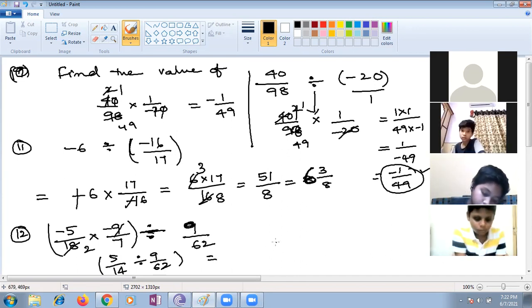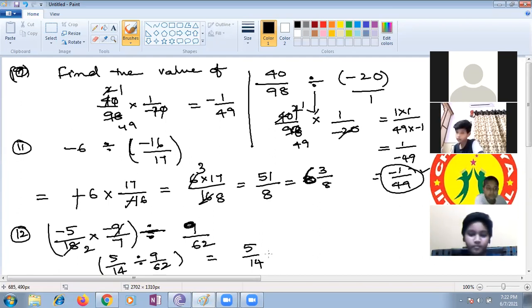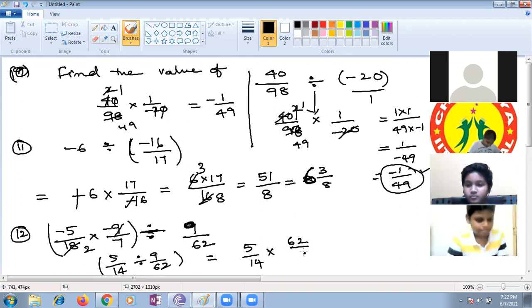Nikhil, can you please respond and give the answer for the rest of the part? Ma'am, Nikhil. Yes, ma'am. Can you hear me? Yes, I can hear you. Nikhil, 5 by 14 multiplied with 62 by 9. So any simplification part you please see here.